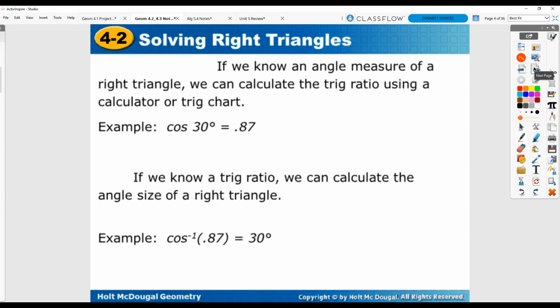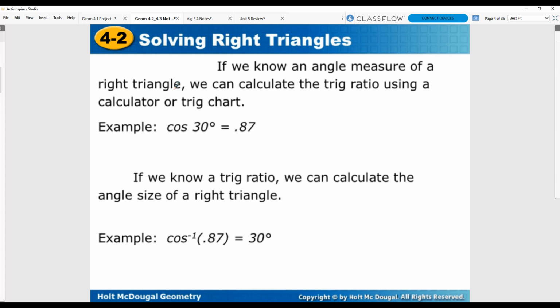Okay, so here's what we've done so far. If we know what the angle measure of a right triangle is, then in your calculator, we can figure out what the trig ratio would be. Like for example, cosine 30, if we put that in our calculator and hit enter, we would roughly get 0.87. All right, so let's kind of get a visual of what that means.